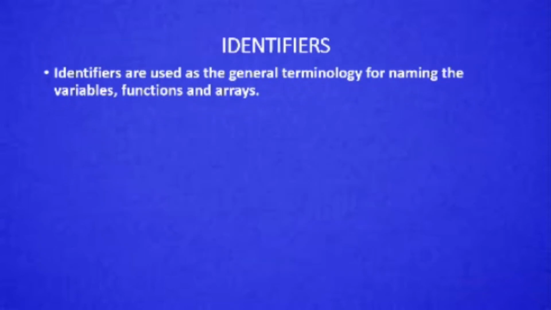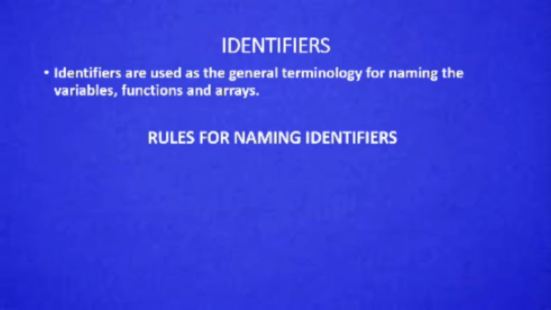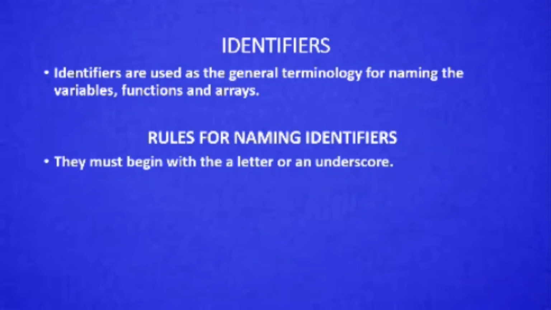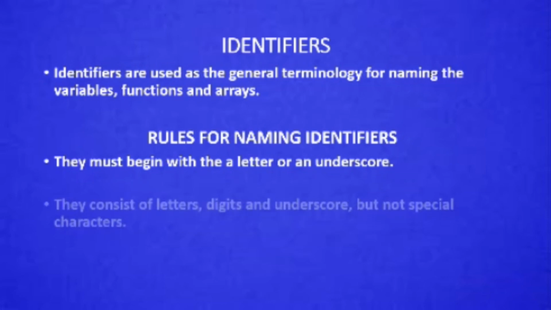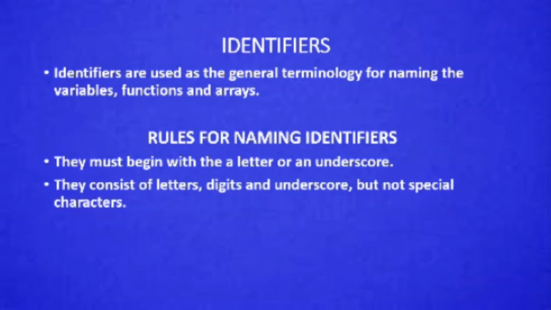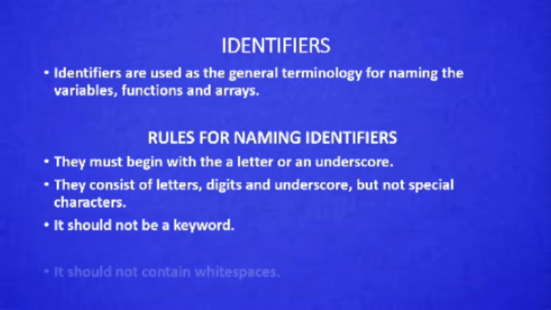Now let us see identifiers. Identifiers are used as a general terminology for naming the variables, functions, and arrays. Rules for naming identifiers: they must begin with a letter or an underscore, and they shouldn't begin with digits, and they should consist of letters, digits, and underscores, but not special characters. It should not be a keyword, and it should not contain white spaces.